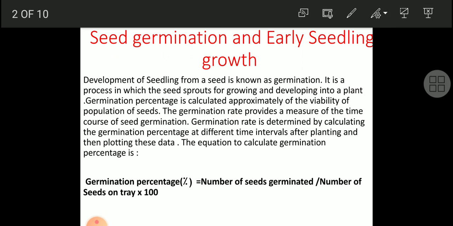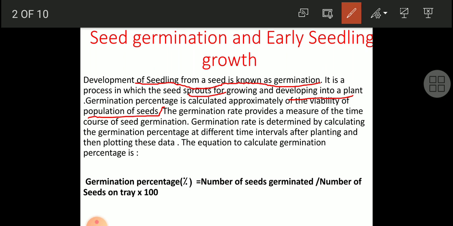Here, students, you have to keep in mind that we should first know how to calculate seed germination, but before that we have to understand what seed germination is. Development of a seedling from a seed is known as germination. It is the process in which the seed sprouts, growing and developing into the plant. The germination percentage is calculated approximately from the viability of the population of seeds.